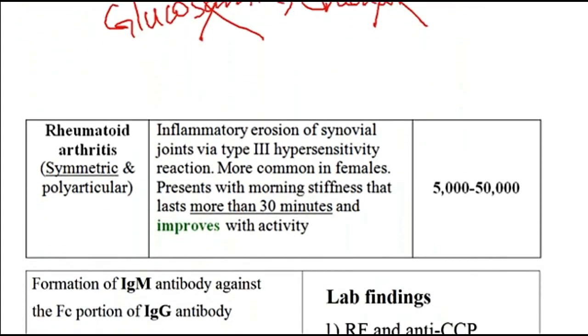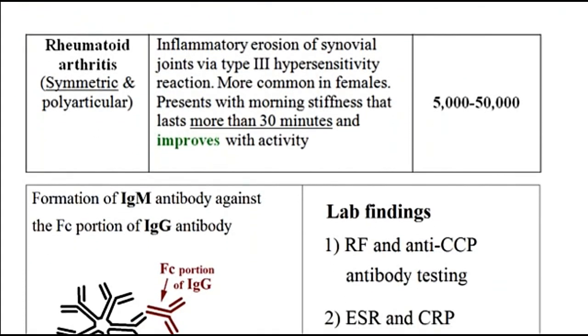The next condition is rheumatoid arthritis, which is a symmetric form of arthritis that can affect multiple joints. And so this type of arthritis is an inflammatory erosion of the synovial joints that is caused by type 3 hypersensitivity reaction. So if you recall, type 3 hypersensitivity reaction is a form of hypersensitivity that is caused by antibody to antigen complexes that are formed. And so these antibody-antigen complexes cause inflammatory reaction.